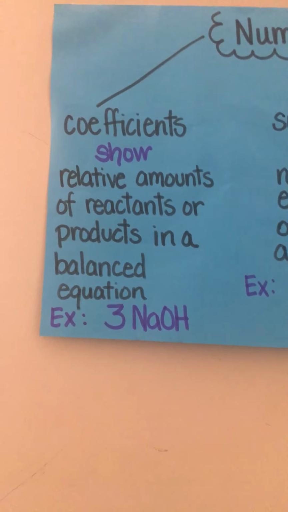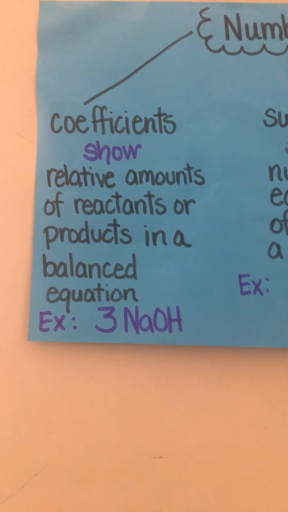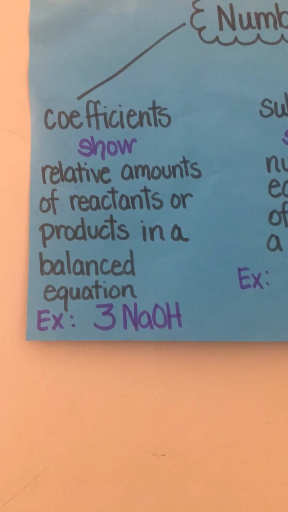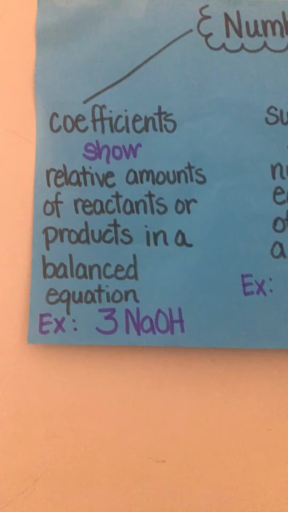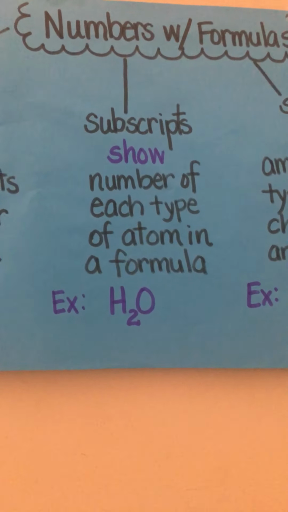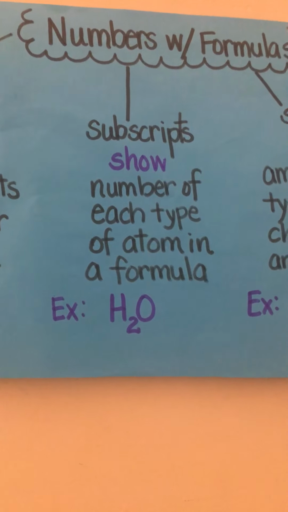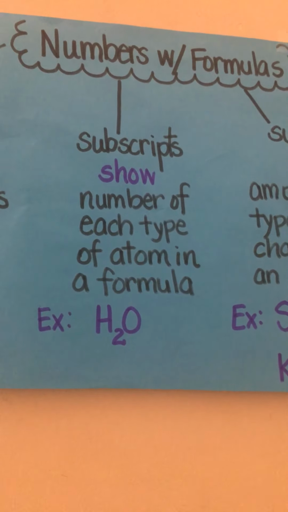The first one, coefficients, show relative amounts of reactants or products in a balanced chemical equation. For example, that big 3 in front of the NaOH is a coefficient. Kind of like in math, you put a number in front of something and it multiplies everything in it. Subscripts show the number of each type of atom in a formula. For example, H2O means you have 2 hydrogen atoms and 1 oxygen atom.